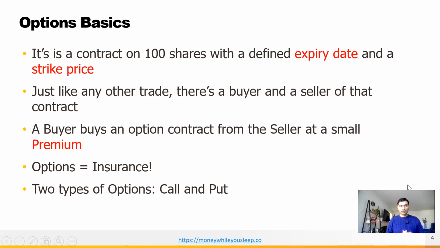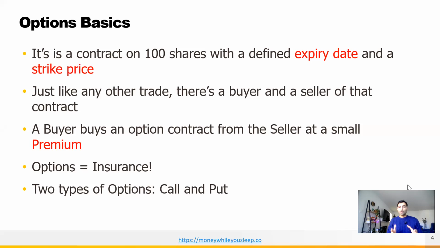Options are nothing but a contract on 100 shares, which has an expiry date and a strike price. I'll show you a couple of examples to understand how this contract works in the real world. But as part of this statement, just remember that every time we talk about one option contract, it has 100 shares. Just by knowing this fact, you can always understand the underlying value.